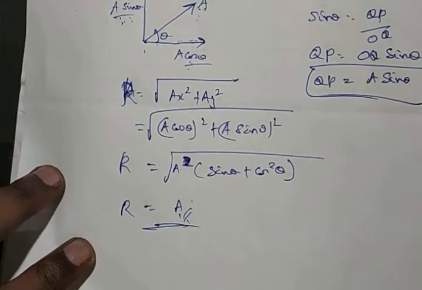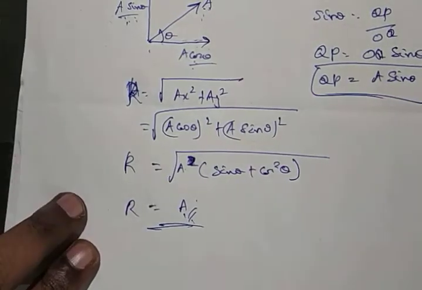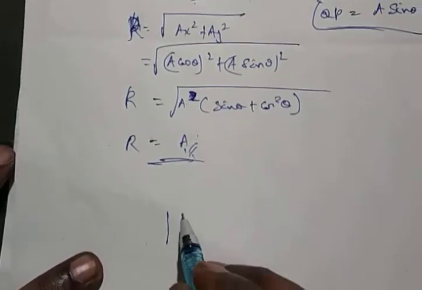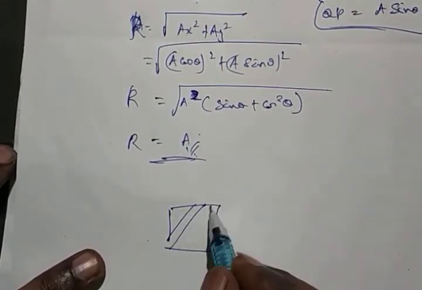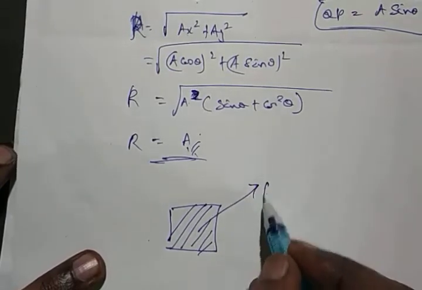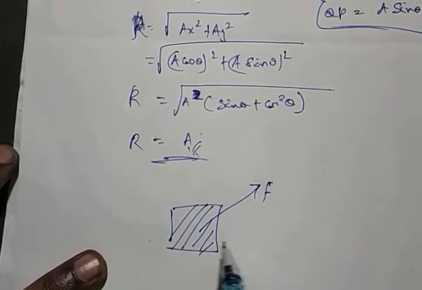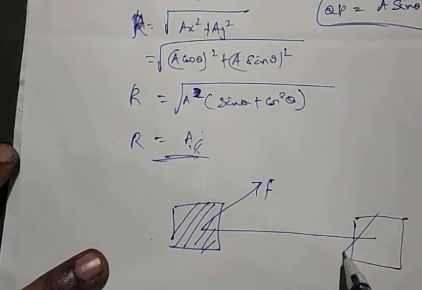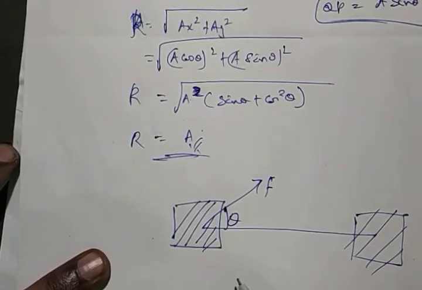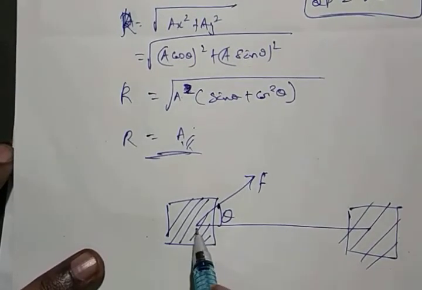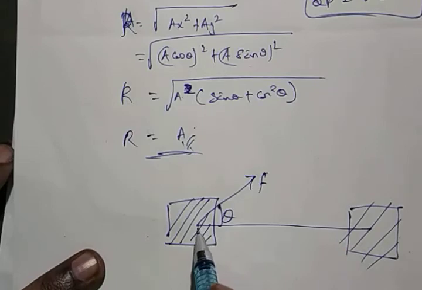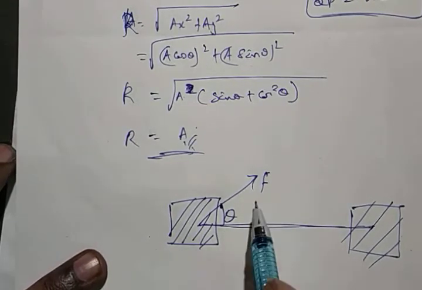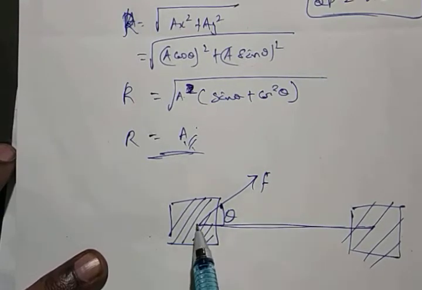Now you would ask, sir, what is an example? Give some examples for this one. Let me give some examples here. There is a block here, and you give a force F here. The body is anyhow going to go in this direction. Now you are giving a force at angle theta. Which force component helps in horizontal motion? What is the component of the force that helps in moving in the horizontal direction?